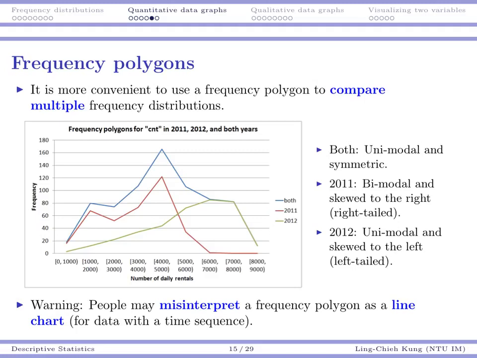Okay, so when you see these lines, then you can somehow understand whether in this year most daily rentals are large or relatively small. Okay, if you instead use 3 separated histograms and put them together, your graph will be somewhat messy, and it will not be as easy as drawing 3 lines on one single plot. So when you want to compare multiple frequency distributions, frequency polygons would be better than a lot of histograms.